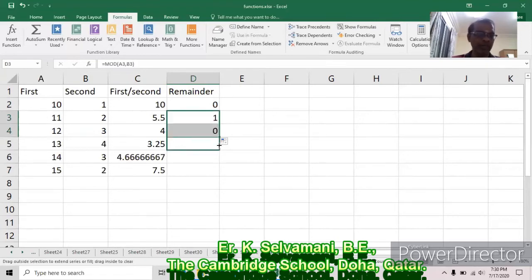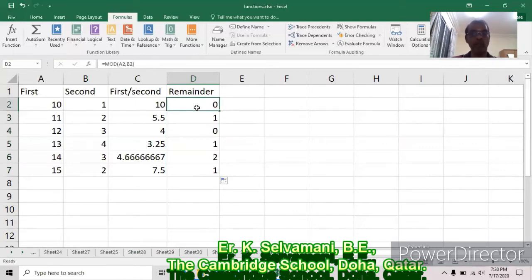Here the remainder will be 1. Here the remainder will be 2. 14 divided by 3. 3 4s are 12. The remainder will be 2. Here 15 divided by 2. 7 2s are 14. The remainder will be 1. That is the usage of remainder. That is modulus, MOD. One more is there, that is MODE. This is MOD. MOD is the abbreviation for modulus. Modulus stands for remainder after division.